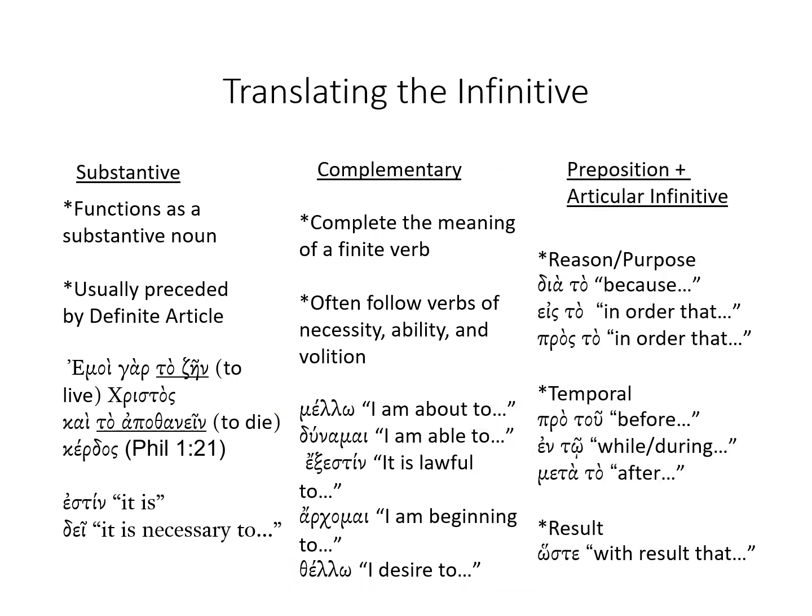Finally, the way that infinitives function, again, structurally with certain prepositions. And when we have a preposition with an infinitive, there's always a definite article. And there are some key patterns. Dia to with the infinitive is a causal idea. Eis to is a purpose idea. Pros to, likewise, a purpose idea. Sometimes a spatial idea with the pros to. Temporal, pro tou means before. En to, while. Meta to, after. Hoste, result.